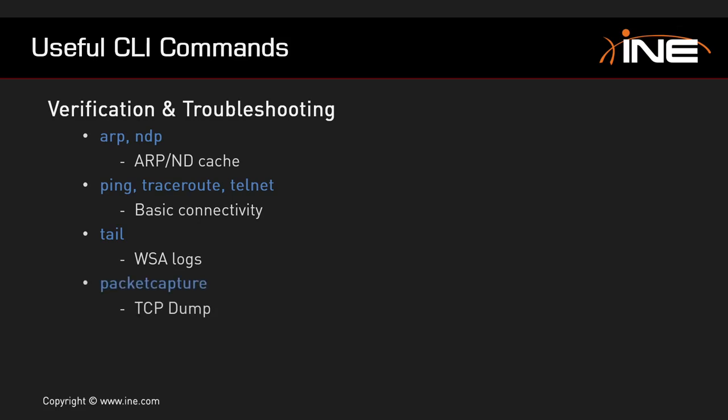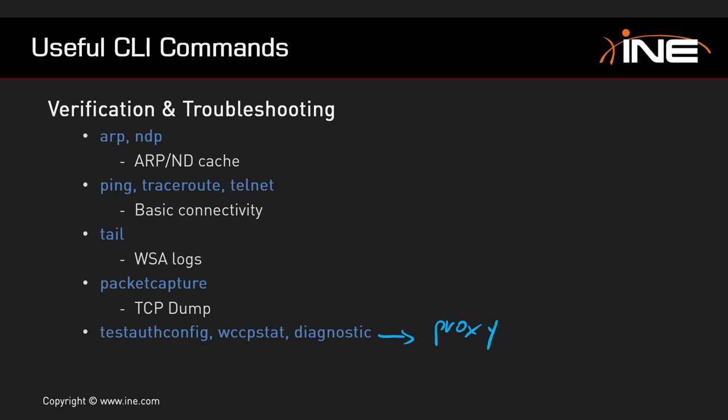Okay, so more commands. We've got packet capture, which is how you enable TCP dump. And then optionally, we can also use some other commands like test our Active Directory communication. We can take a look at WCCP statistics, and finally use the diagnostic command. This one is going to be useful when you want to reboot the proxy engine without having to reboot the entire appliance. So you would say diagnostic, then you would say proxy, and then you would say kick, which is another hidden command. This is how you reload the proxy engine itself.